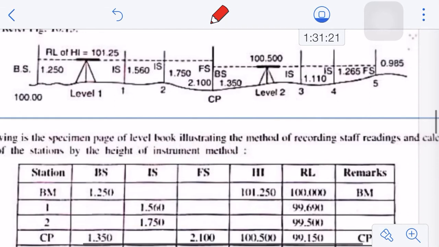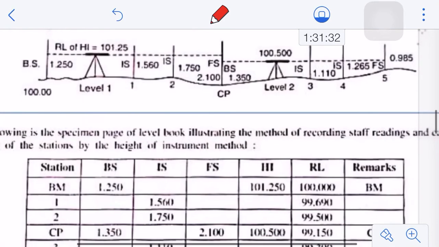Okay, so the first step in this method would be that the height of instrument is calculated by adding your backsight reading to the RL of the benchmark, that is at the first point. So let's say you place your level at this point, level 1. What you have done is simply observe your reading at the benchmark at 100. The reading is coming as 1.250, as you can see here in this figure. So it should be added to your benchmark because BS is always added. So it would be 100 plus 1.250. So the RL of the HI is 101.25.